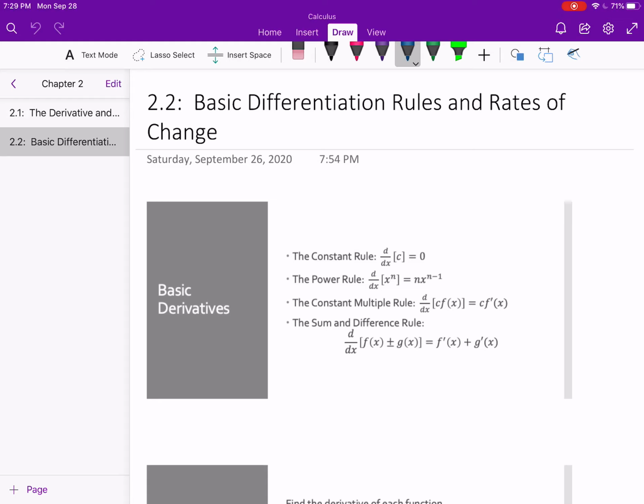So the first rule we're going to talk about is the constant rule. The derivative of any constant function is 0. So for example, if we had f of x equals 5, f prime of x would equal 0. So the derivative of any constant function is 0.